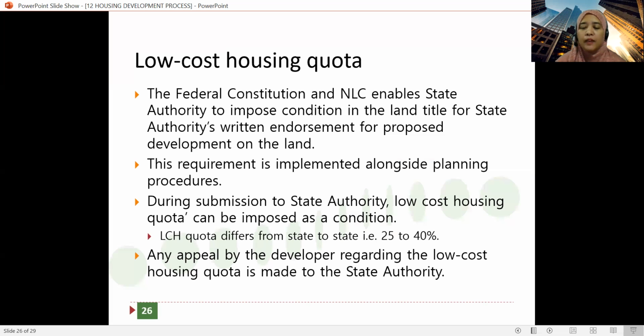Any appeal by the developer regarding the low cost housing quota is made to the state authority. So the quota just now can be appealed. The appeal is to ask for relaxation, not a reduction. From say 30%, we ask to lower it to 25% on the grounds that the developer's project will not be competitive. The project will not be viable, will not be feasible if the low cost housing quota is too high, for instance. And the appeal is made to the state authority.